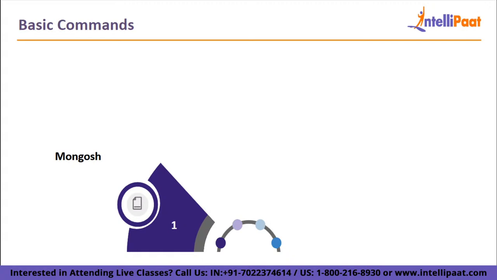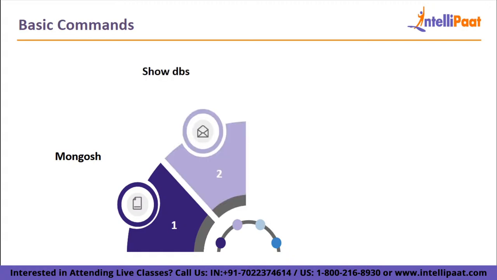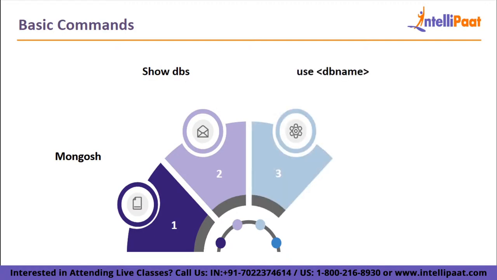Next command is show dbs. A specific command that displays all MongoDB databases is show dbs. When you run this, you will see that certain databases that were created during MongoDB installation are already present. Next one is use <database name>. You can change to a database with this command based on the database name variable.